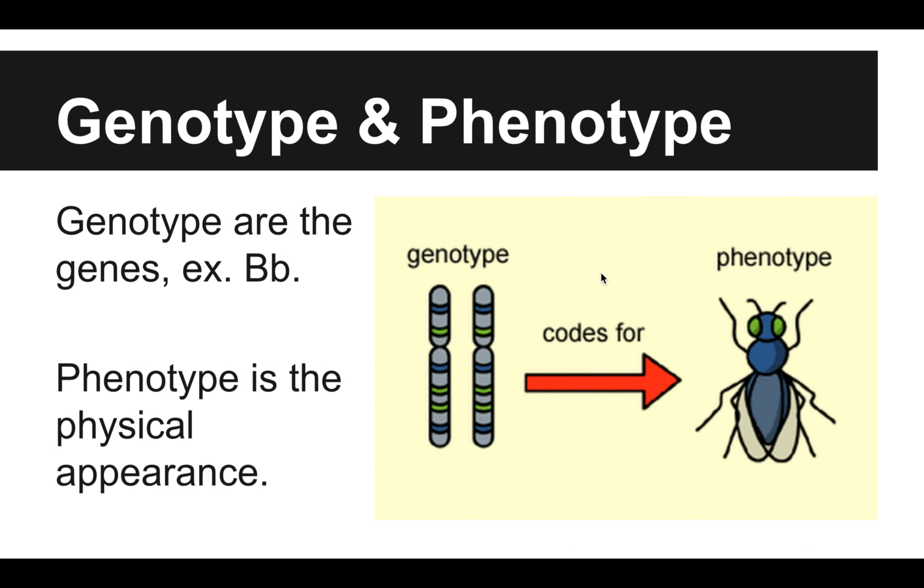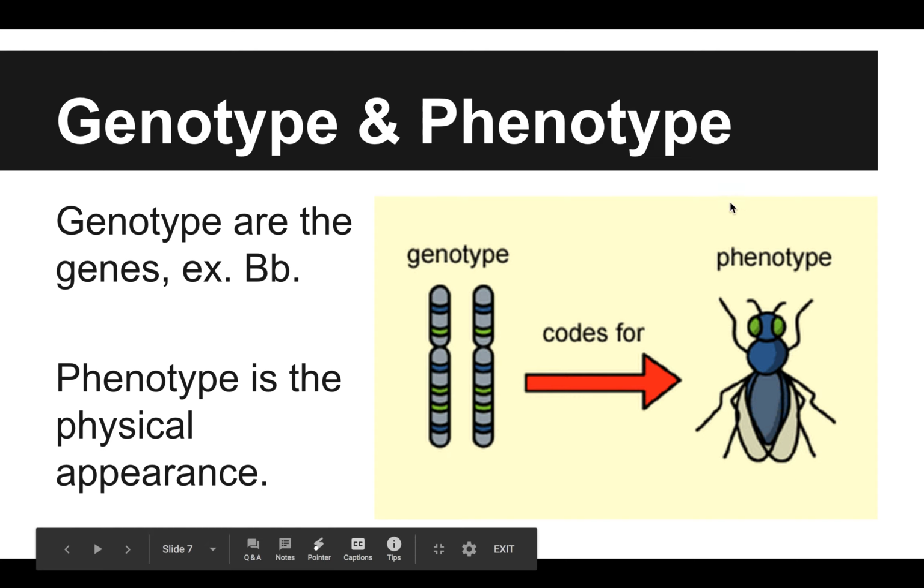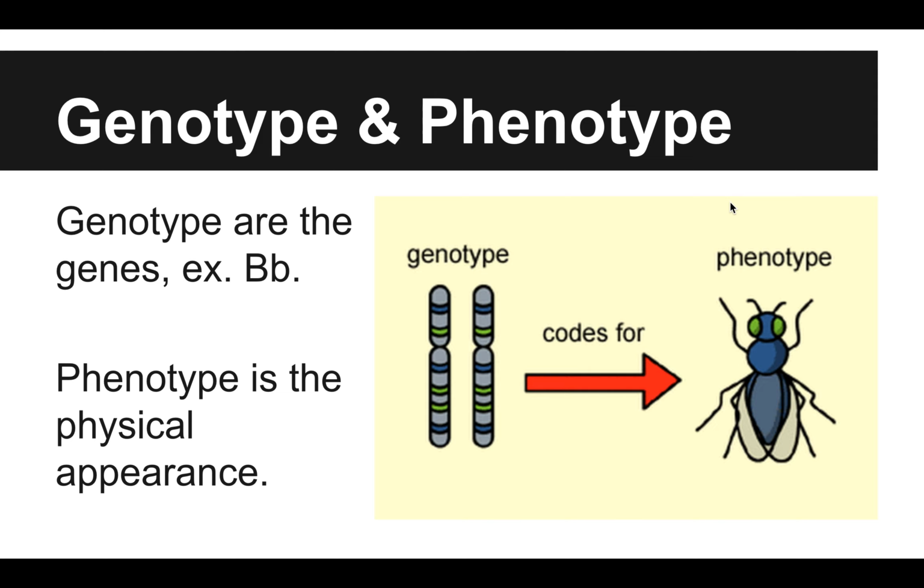All right, the next 2 words were genotype and phenotype. I'm going to start with phenotype. Phenotype is your physical appearance, right? For example, it might code for your hair color. So your phenotype is that you are a blonde or a redhead or have black hair or have brown hair. It's your physical appearance. It's what we see on the outside.